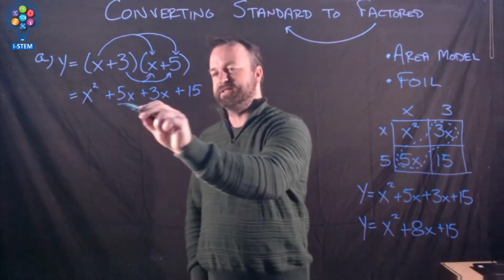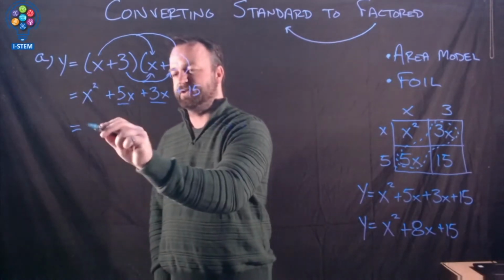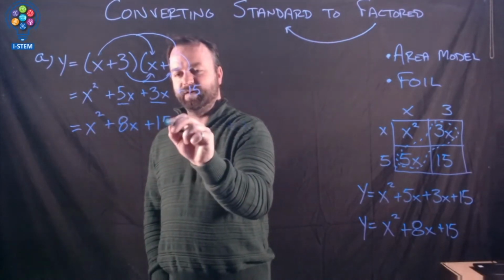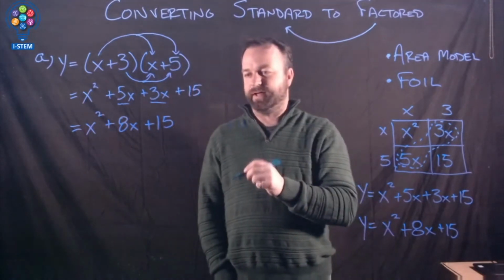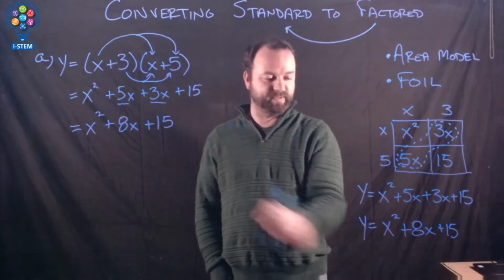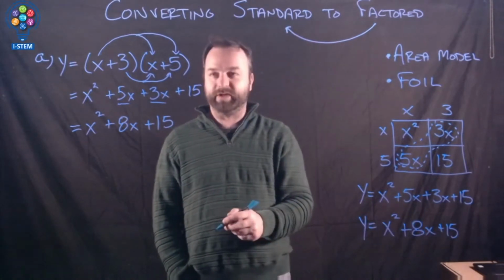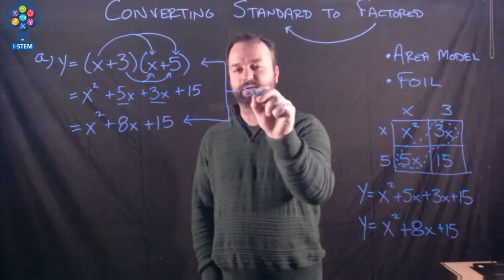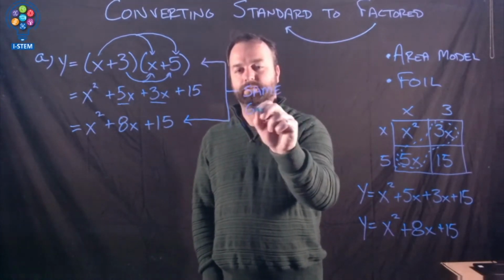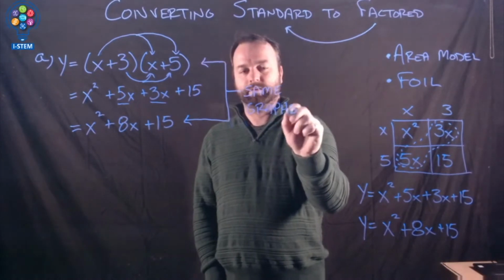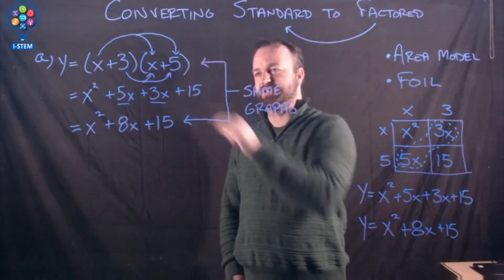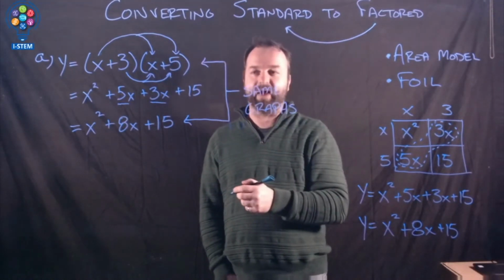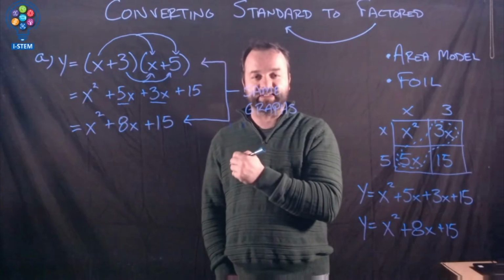And then again, we notice that those middle two terms are like terms, which we can gather together. And I'm left with x squared plus 8x plus 15. The same thing I ended up with when I used the area model. And if I was to go to Desmos and graph these two equations, both the factored equation and the standard form, we would see they produce the same graphs, which means these two equations represent the same thing.